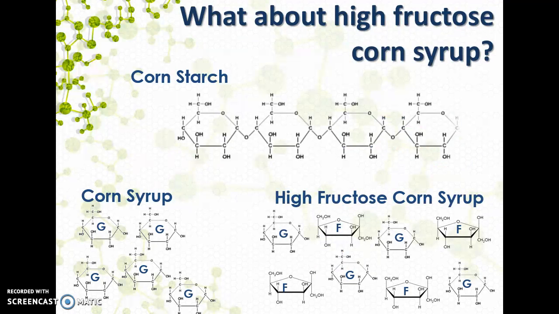So what about high fructose corn syrup? You may have heard about that before. So high fructose corn syrup is kind of just a modification of cornstarch. Cornstarch is the sugar found in corn. And typically corn syrup is composed of only glucoses. So high fructose corn syrup, basically what they do, they chemically modify corn syrup so that it has fructose and glucose in it. So high fructose corn syrup actually has more fructose than normal corn syrup does. Normal corn syrup doesn't have any fructose at all.